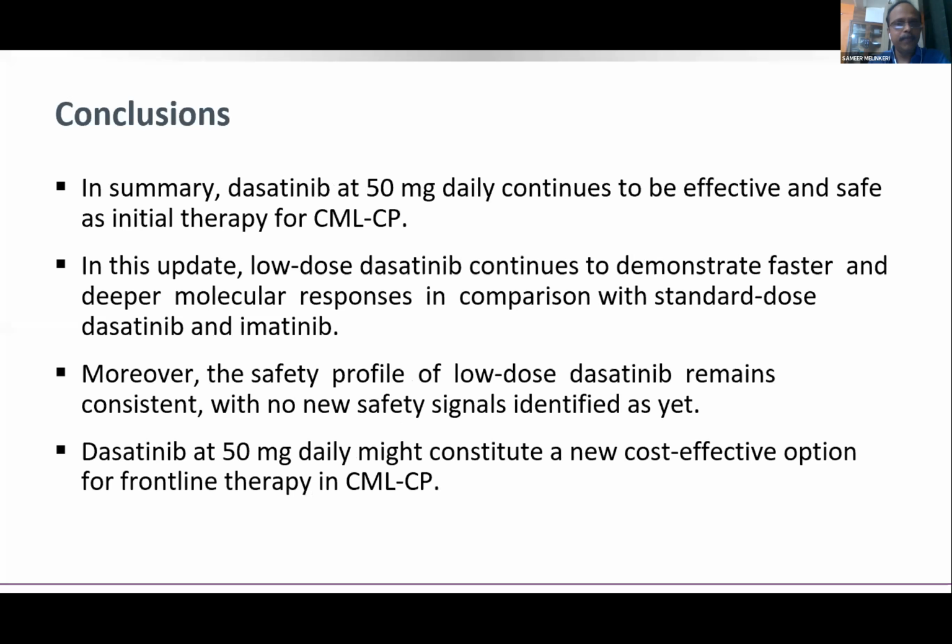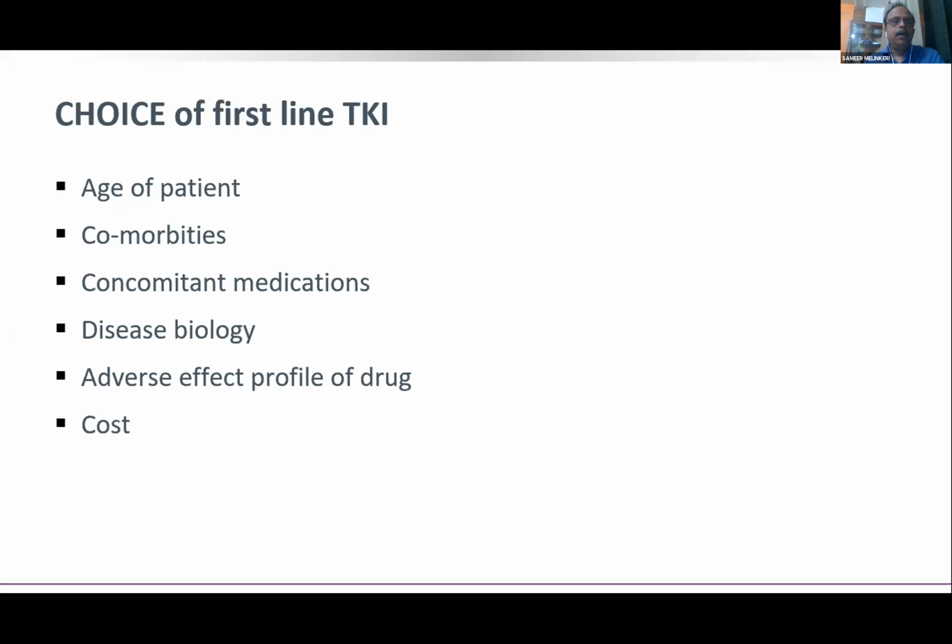So excellent results. And I have moved on to dasatinib 50 for all my patients who are newly diagnosed CML CP, unless there's any contraindication. In this update, low-dose dasatinib continued to demonstrate faster and deeper molecular responses compared to standard dose imatinib and dasatinib. And the safety profile of low-dose dasatinib is consistent, with no new safety signals as yet. So the choice of first-line TKI would depend on the age of the patient, the comorbidities, concomitant medications, disease biology, adverse effect profile, and cost.